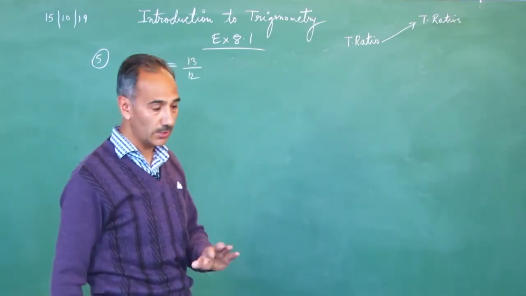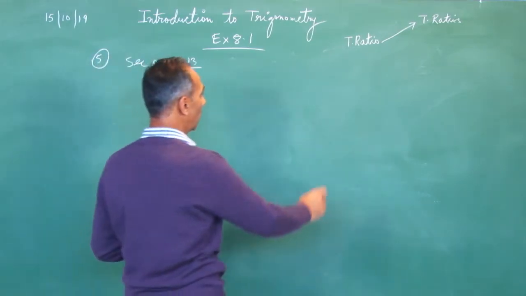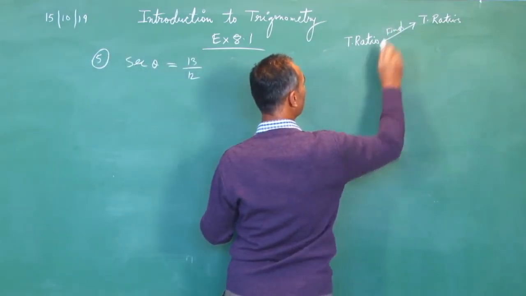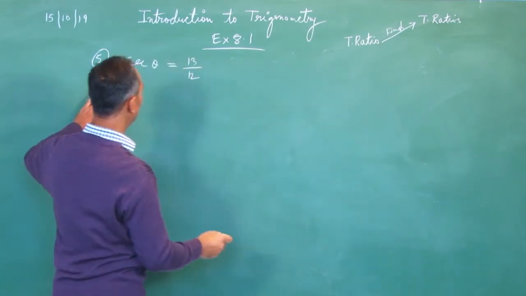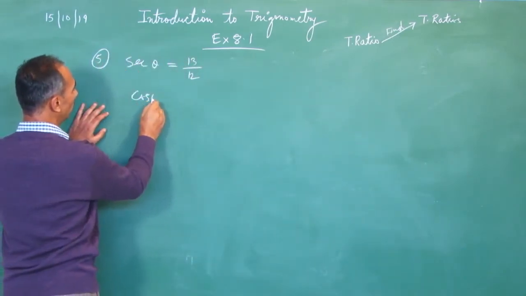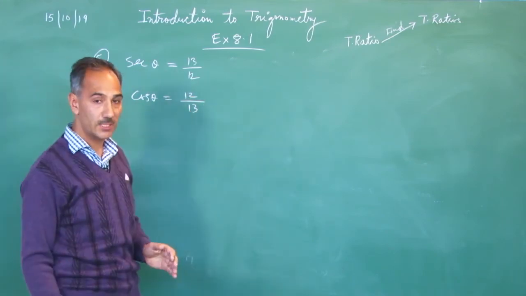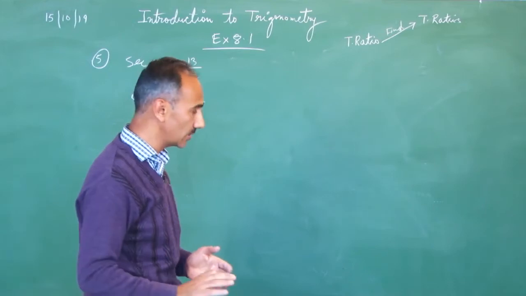A single t ratio is given, and with that we find the remaining t ratios. Now, secant theta is 13 by 12. That means my cos of theta is 12 by 13, because we are comfortable with the basic two t ratios, sine and cos.